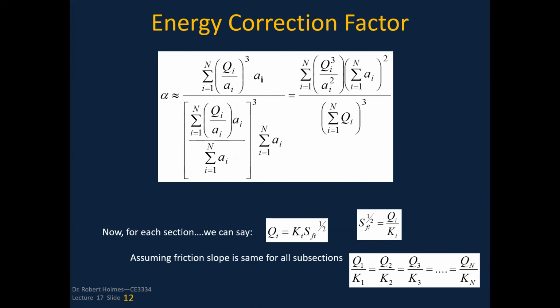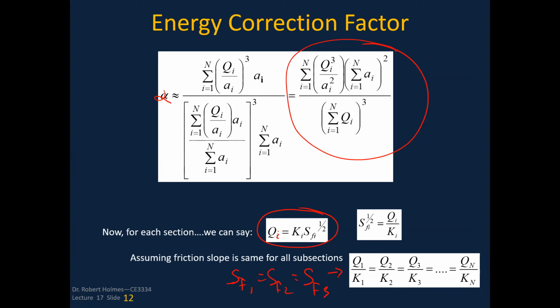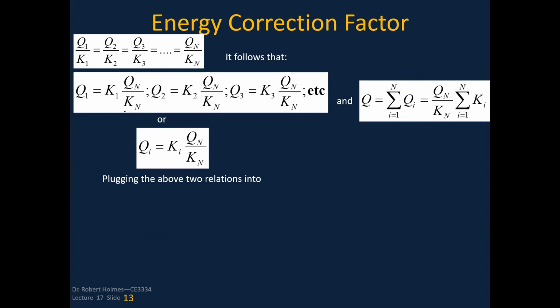Now, if I go a little further and do a little expansion and rearranging, I end up having this form of the equation for alpha. But I remind myself that the discharge is nothing more than the conveyance. What is the discharge in section I? That's nothing more than the conveyance in section I times the friction slope in section I. If I can make the assumption that the friction slope in one section is equal to the friction slope in another section, which is equal to the friction slope in the third section, then I can get by with saying Q1 over K1 is equal to Q2 over K2, Q3 over K3, and I can make some substitutions in there. So I'm going to basically get rid of some terms here.